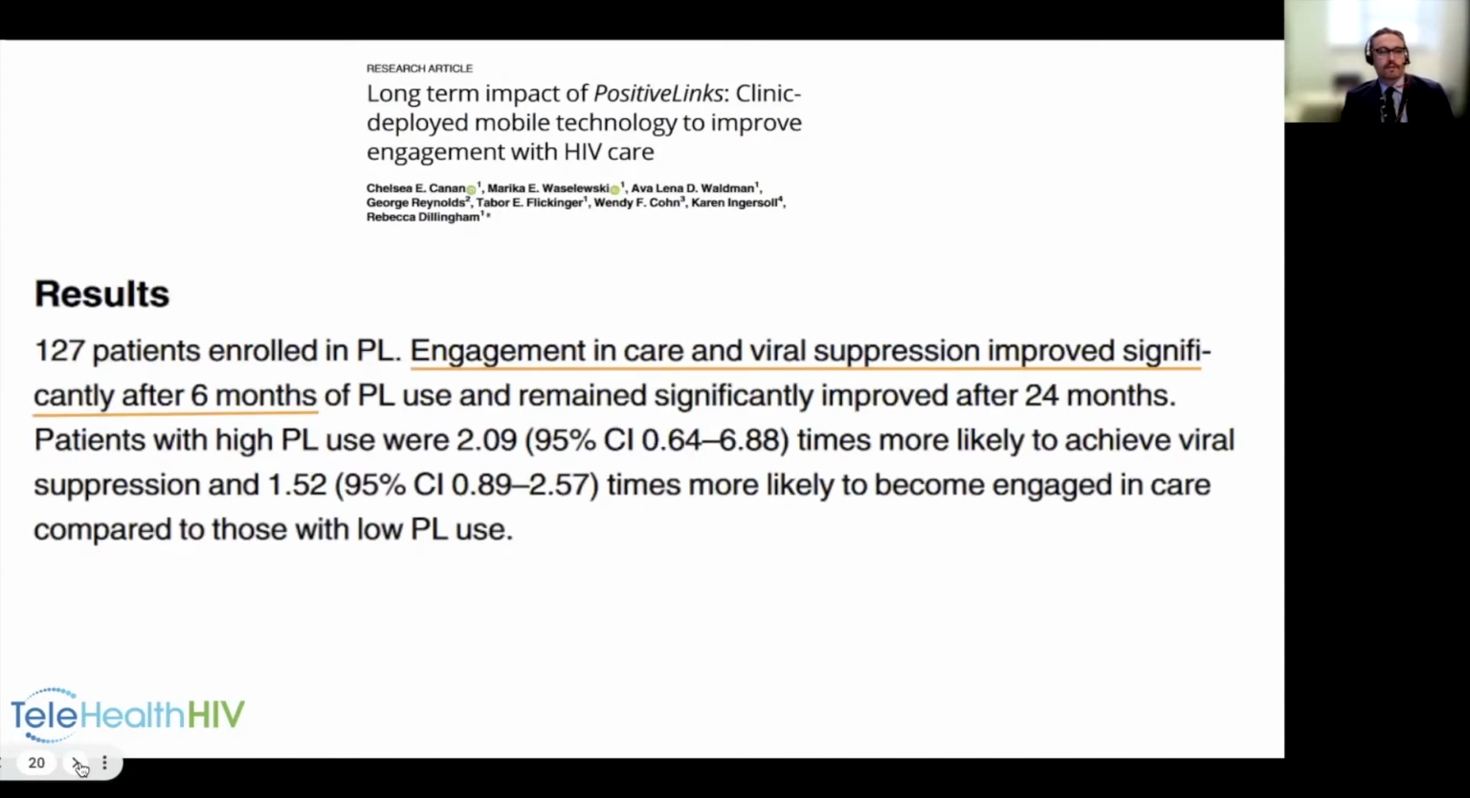This is another one called Positive Links. It's a mobile technology to improve engagement. Again, they looked at 6 months, with a very small number of patients, only 127. This was using things like text reminders to take antiretrovirals and engagement in care, so basically showing up to their visits, and viral suppression improved significantly at 6 months. We can go to the next slide.